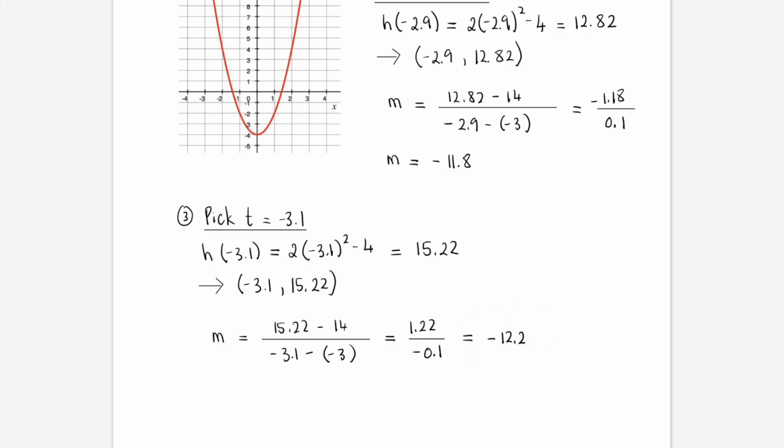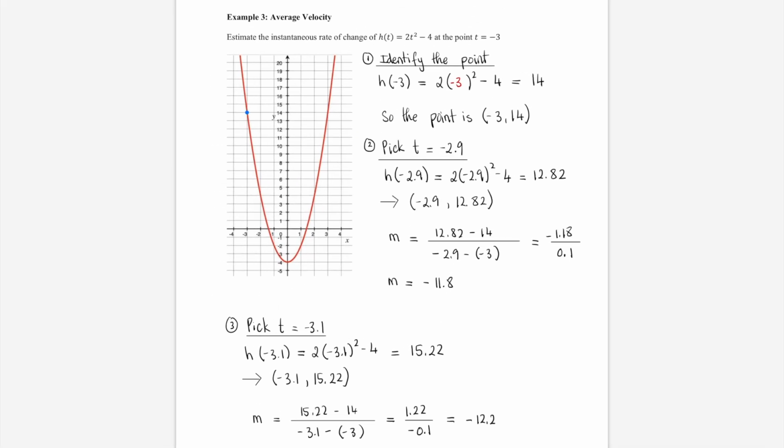As we choose values closer and closer to negative 3, these slopes will get closer and closer to a single number, and that number appears to be negative 12. So the instantaneous rate of change of this function at t equals negative 3 is negative 12.